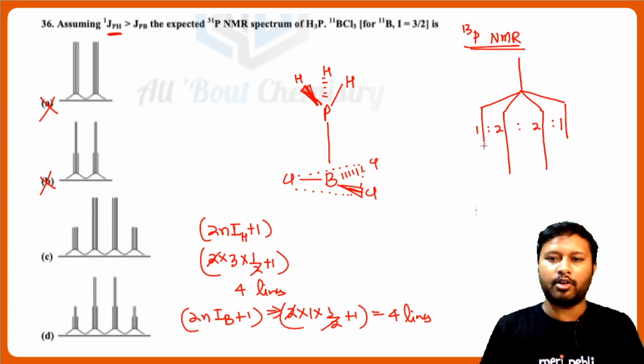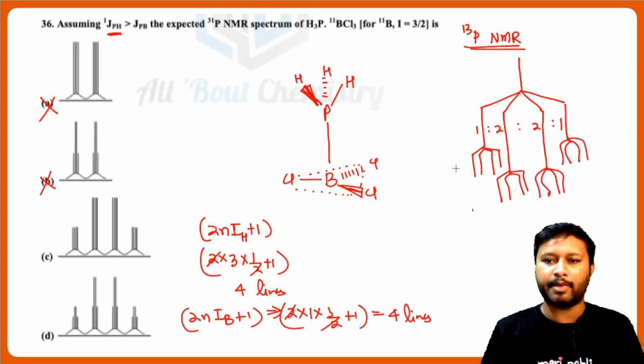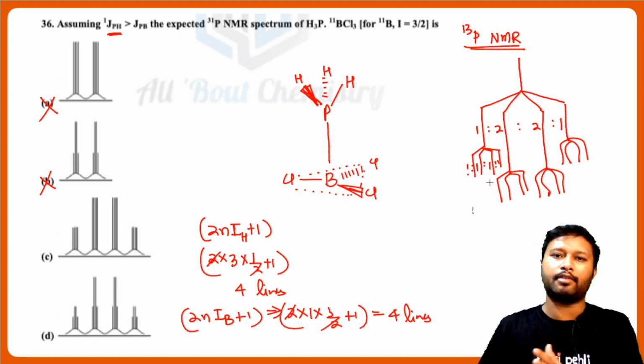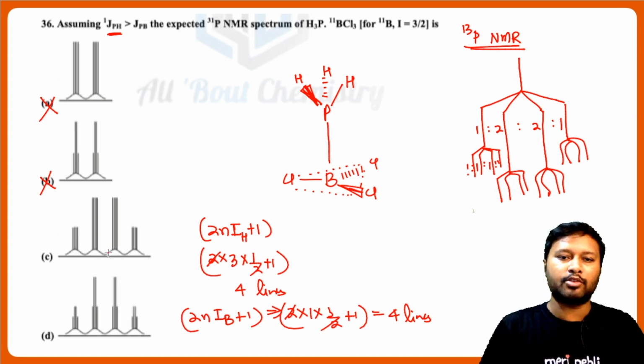For now, just imagine that these lines are going to split into 4 lines, and since they are not going to follow the Pascal rule, their ratio is not going to be 1:3:3:1, but their ratio will be 1:1:1:1. So all 4 lines will be of the same intensity, which is shown in option number C.